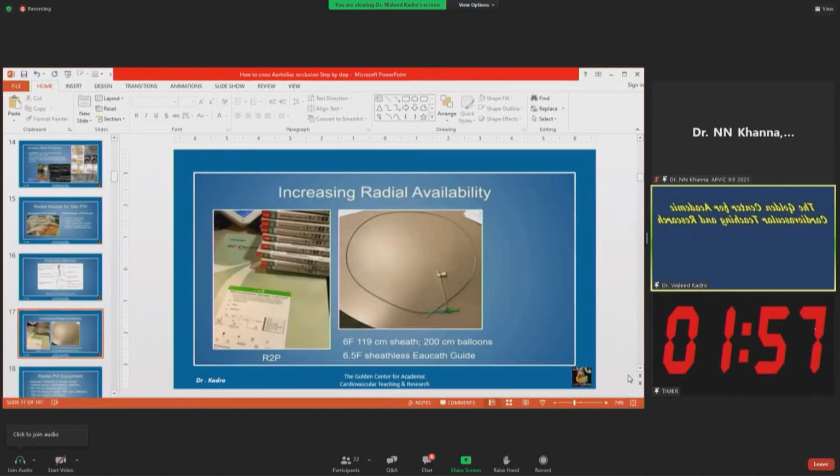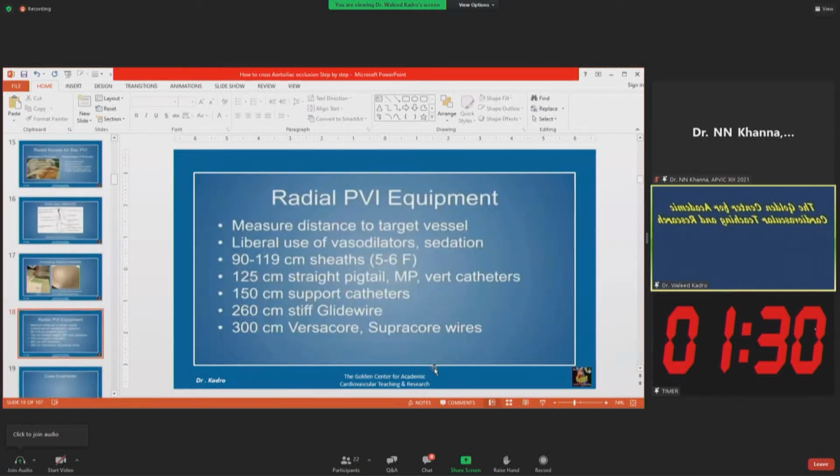And there is increased radial availability of all equipment from different companies. There are now 6 French sheaths with lengths exceeding 1 meter, now reaching 120 centimeters. There are 2 centimeter balloons now. There are 6.5 French sheathless guiding catheters from the radial for better dilation and better lumen.